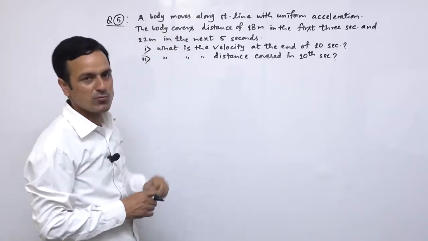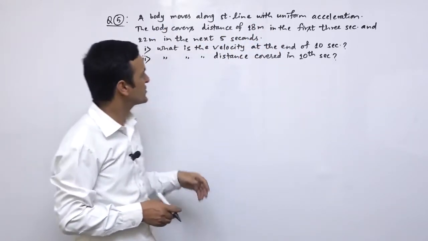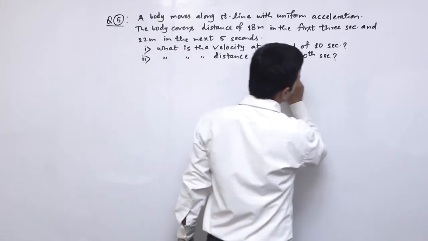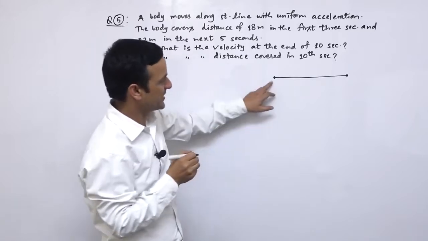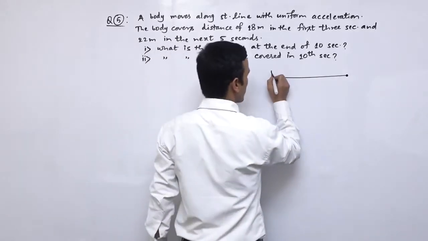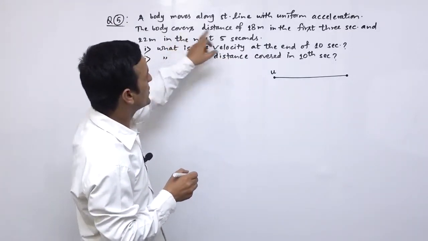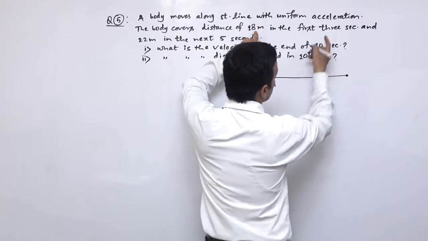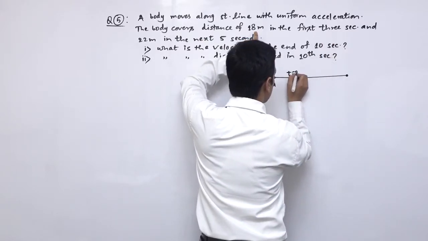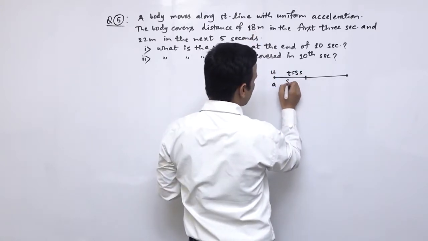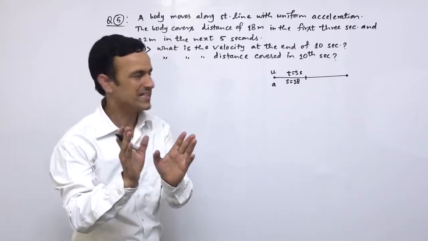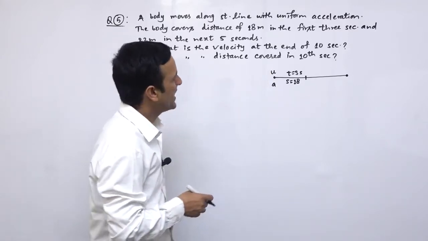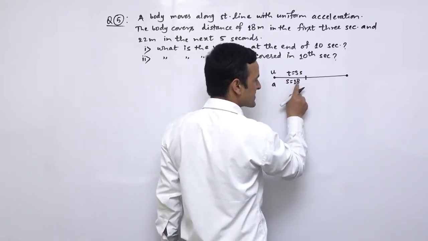So we have this question: a body moves along a straight line with uniform acceleration. The body covers a distance of 18 meter in the first 3 seconds. So make one straight line. The body is starting from this point. Its initial velocity we don't know, and the uniform acceleration a also we don't know the value. It covers a distance of 18 meter in the first 3 seconds. So first 3 seconds means time t is equal to 3 seconds. So it covers S is equal to 18 meter. So this is the first initial phase, starting from here with initial velocity u and some acceleration a, and it takes time 3 seconds, and it covers the distance 18 meter.